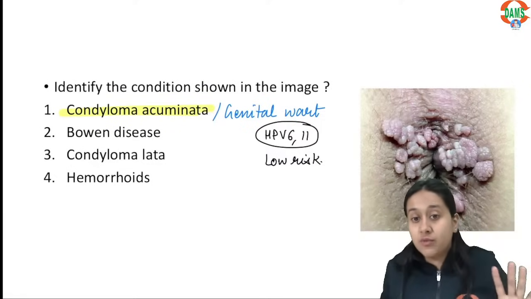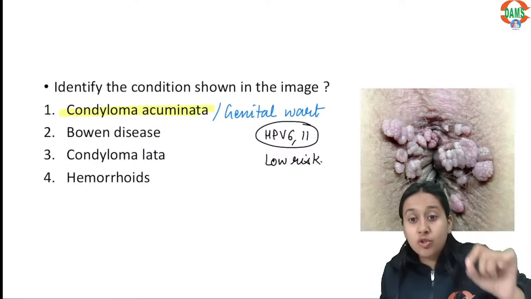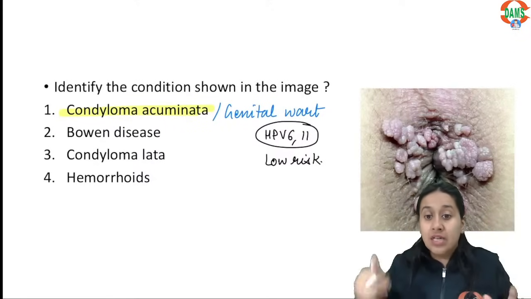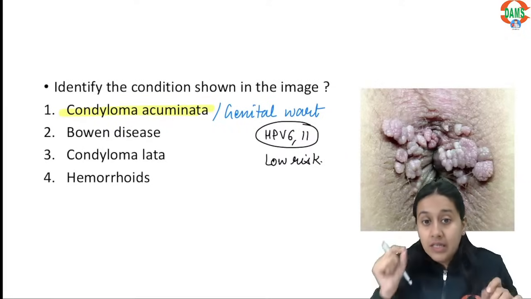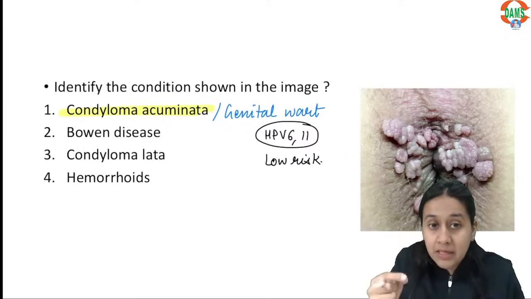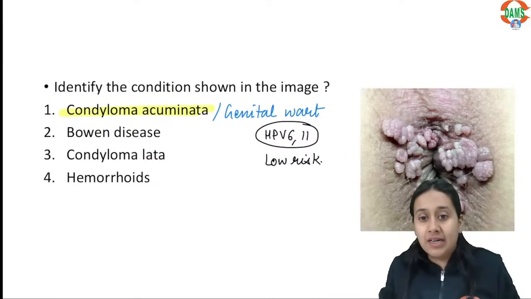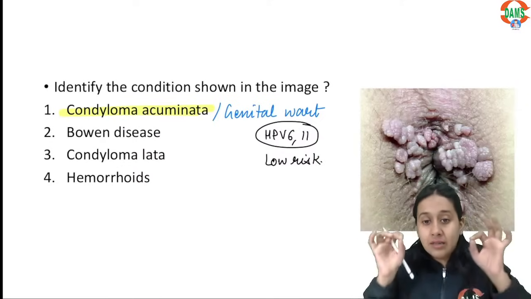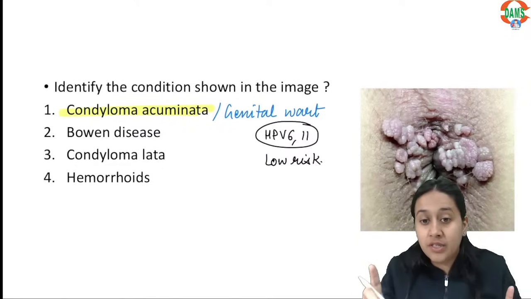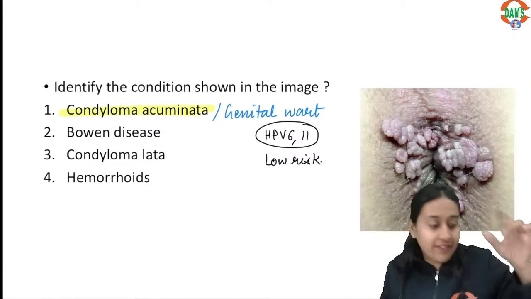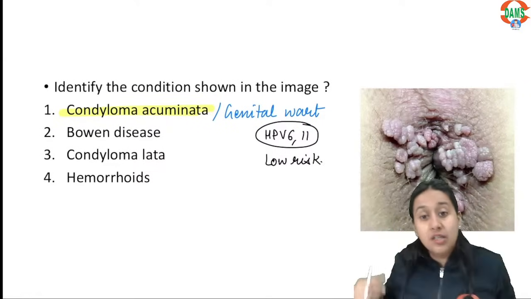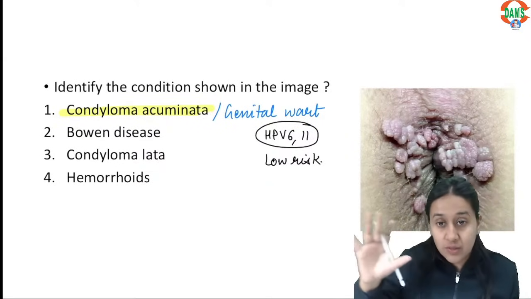The third option given in the question was complete abstinence from sexual intercourse. That is the right answer. Please remember, if one of the partners has condyloma acuminata, it is best not to engage in sexual intercourse. Complete abstinence from sexual intercourse is the only way to prevent the spread. So this was the question. It is very, very important.